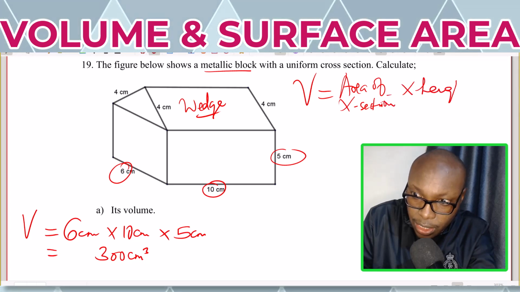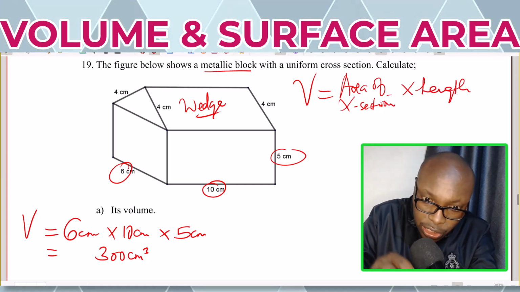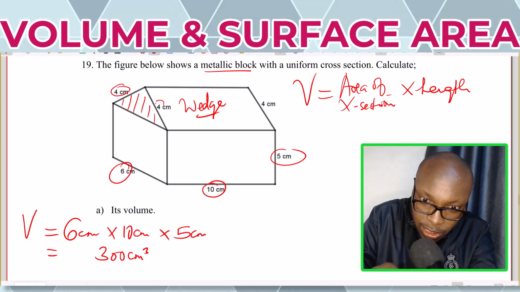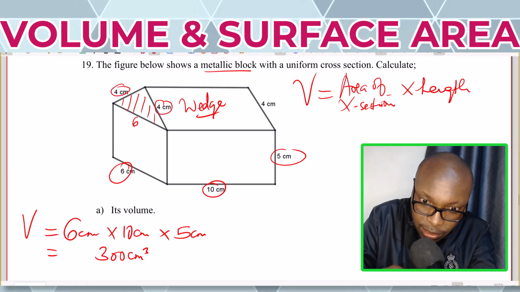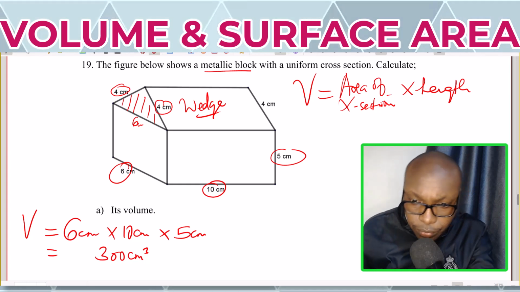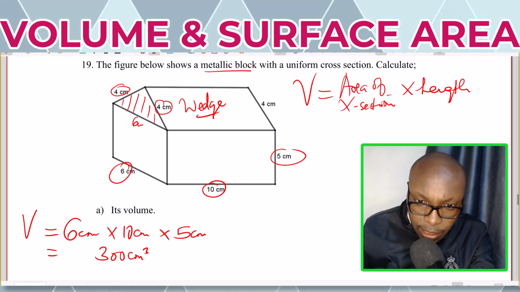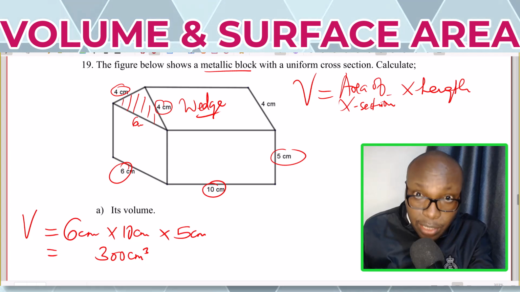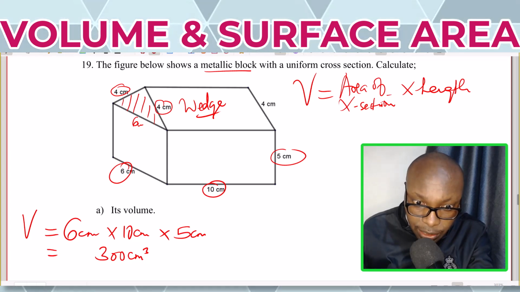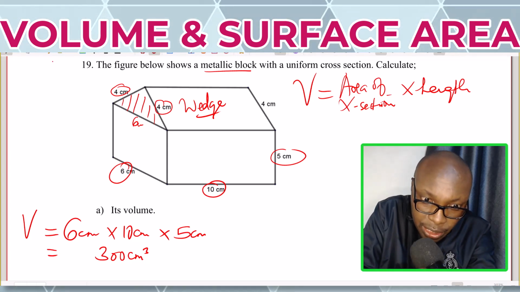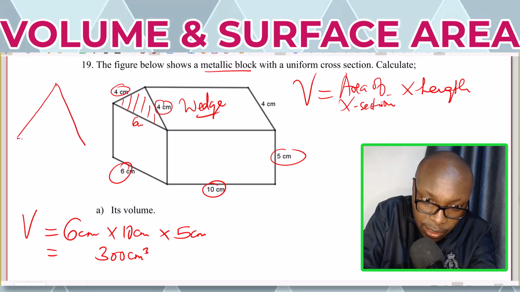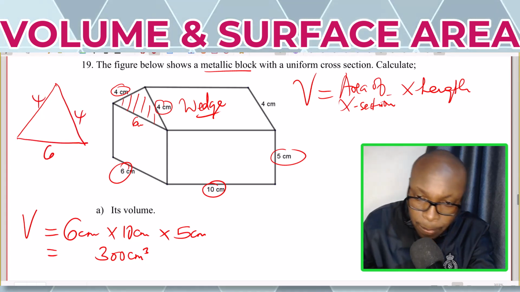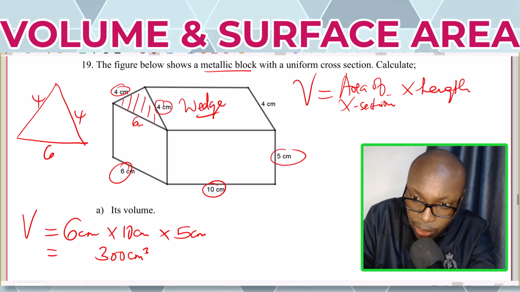multiplied by the length. The cross section is a triangle that measures 4 centimeters by 4, and then this side is 6 centimeters. So how do we get the area of that triangle measuring 4 centimeters by 4 centimeters by 6 centimeters? By simply using Heron's formula. So we have 6, we have 4, we have 4. So we're going to use Heron's formula.